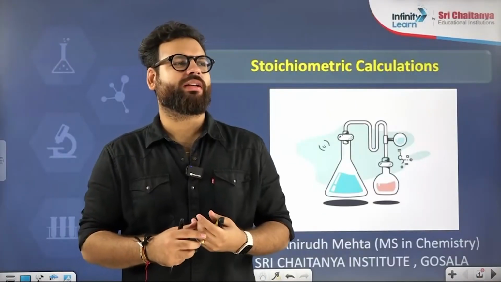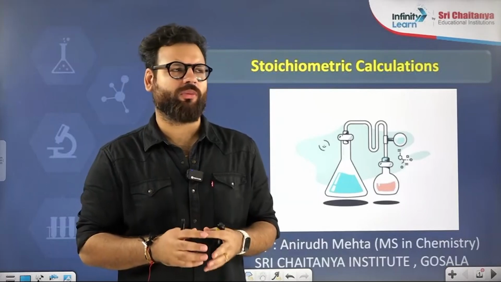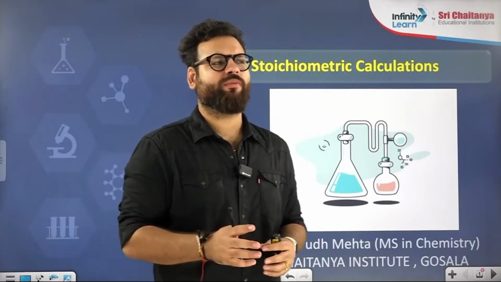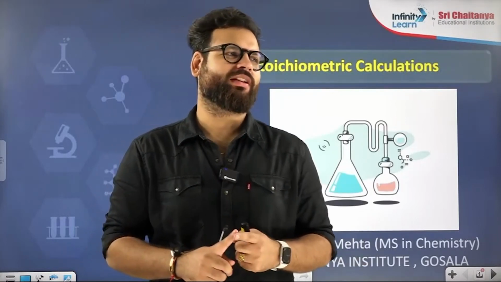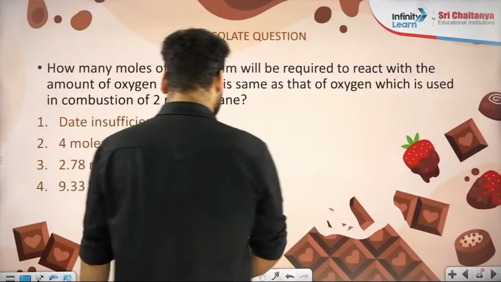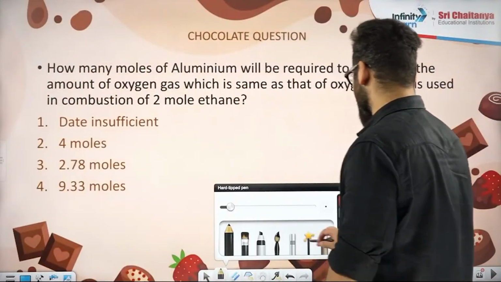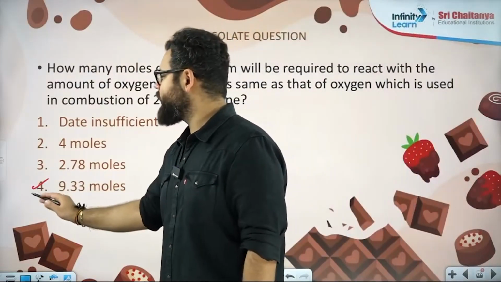Did you all understand yesterday's topic? How to do the basic stoichiometric questions? Before we start with the class, everyone, I hope you know that you have to like the session as well. These were yesterday's questions we have done. This was the question we were talking about. Chocolate question. Did you solve it and get the answer 9.33 or not?